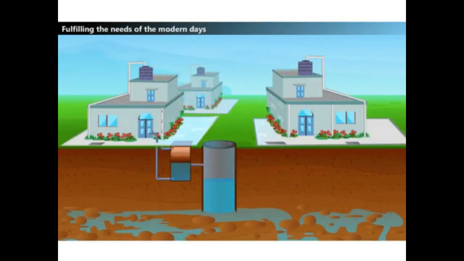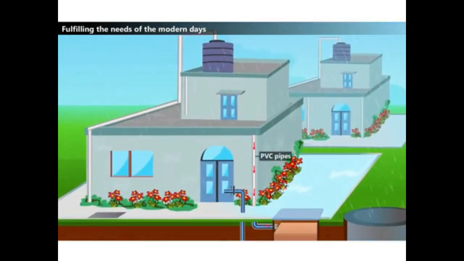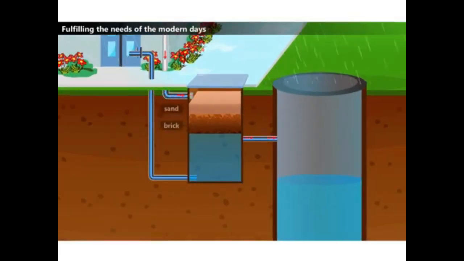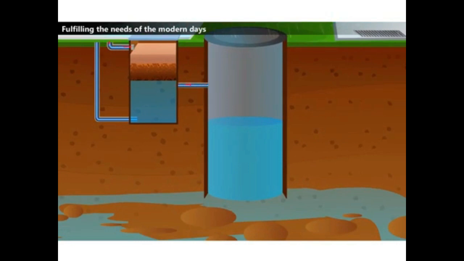A modern way of using traditional methods of water management is rooftop rainwater harvesting. Have you seen a rooftop rainwater harvesting system? How is it constructed? First, rooftop water is collected using PVC pipes. Then, water is filtered using sand and brick. Some underground pipes take water to a sump for immediate usage and the excess water from the sump is taken to the well. Water from the well recharges the underground water.